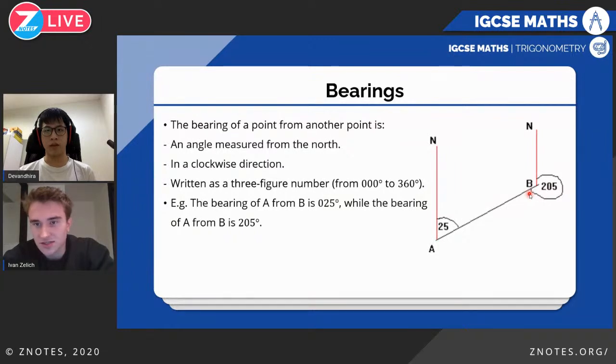It's useful to just talk about why this is 205. Basically, if we imagine we shift this north, because we have some parallel lines, actually we don't have to do that. We have some co-interior angles here, 25 and 180 minus 25. And then this is 360 minus 180 minus 25, which is 180 plus 25, i.e. 205.